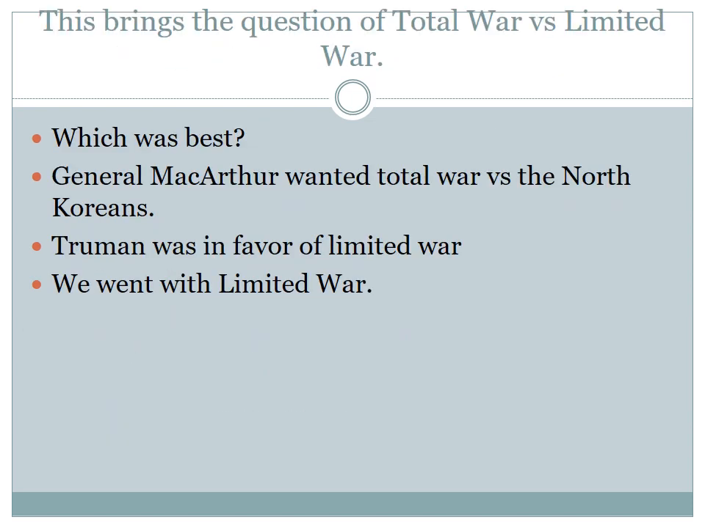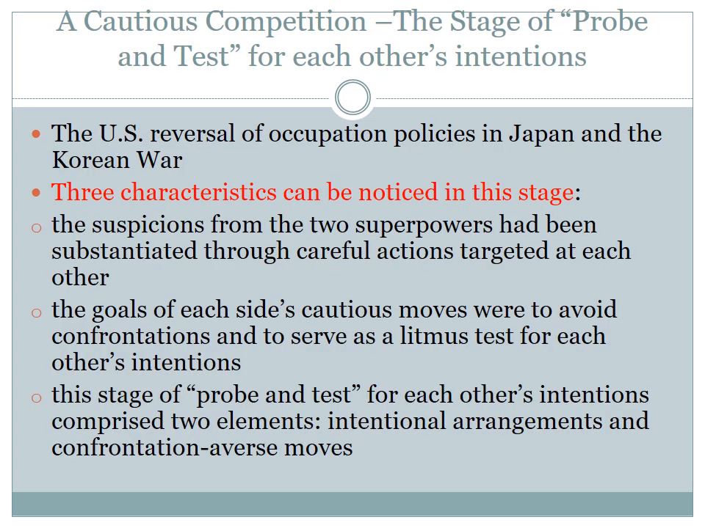The first one, suspicions from the two superpowers had been substantiated through careful actions targeted at each other. The second is the goals of each side's cautious moves were to avoid confrontations and to serve as a litmus test for each other's intentions. Third, the stage of probe and test for each other's intentions comprised two elements, intentional arrangements and confrontation averse modes.